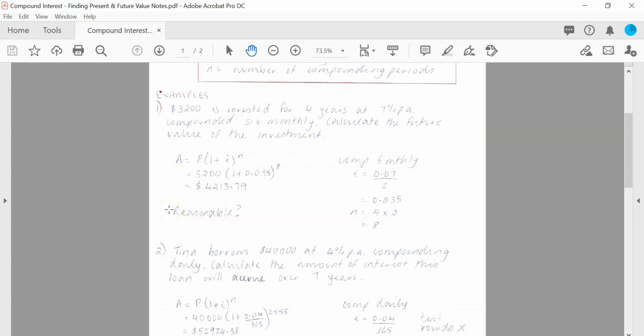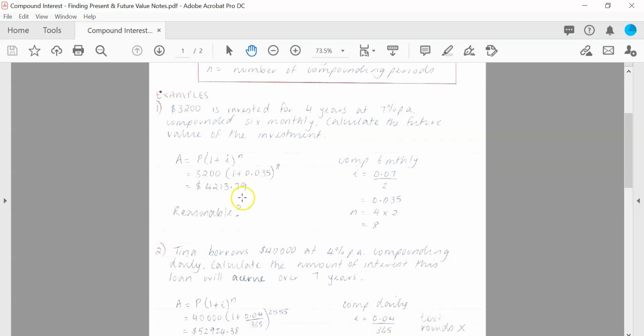You'll see here underneath that I've written, is this reasonable? We know that evaluating the reasonableness of our solutions is one of our 6 syllabus objectives, and therefore it will be something that will be assessed in your external exam. So in a question like this, how could we evaluate whether our answer here is reasonable or not?